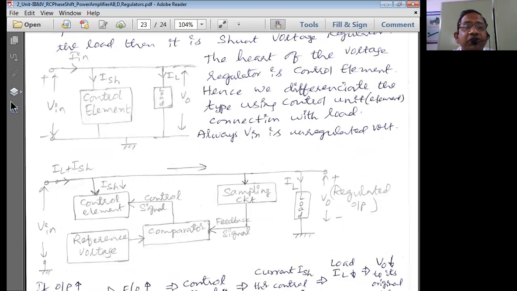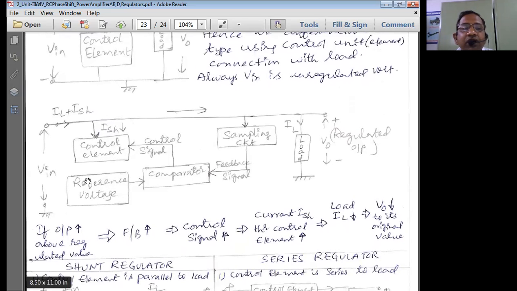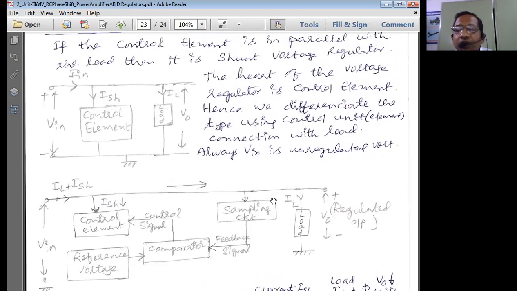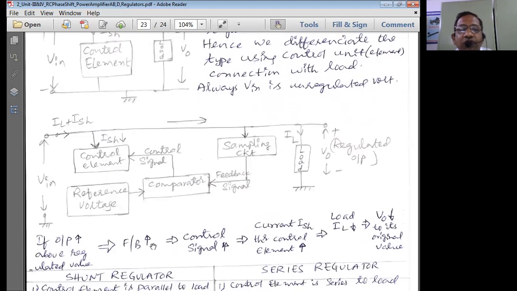Then similarly, if you come to the shunt regulator, the control element comes in shunt to the load. If it comes in shunt to the load resistance, we call it a shunt voltage regulator. See this, the control element is in shunt to the load current. How do we distinguish between series and shunt? If different currents are flowing through the control element and the load, we say that these two elements are connected in shunt.